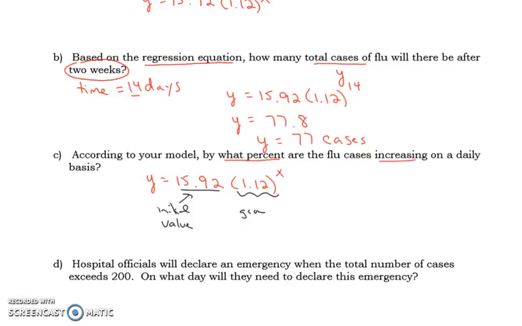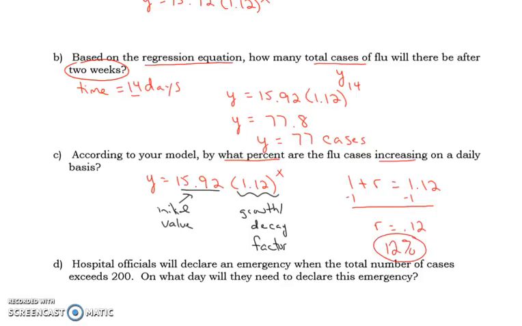That's the growth or decay factor. In this case, because we are increasing our flu cases, it's actually a growth factor. And remember, that growth or decay factor comes from 1 plus r. So 1 plus r is equal to 1.12 because 1 plus r is the growth factor. Now, if I want to find the rate, which is the percent, then I'm going to subtract 1 on both sides. So I have r equals 0.12, and if they want to know what percent that is, that's going to be 12%. So the flu cases are growing at about 12% per day.